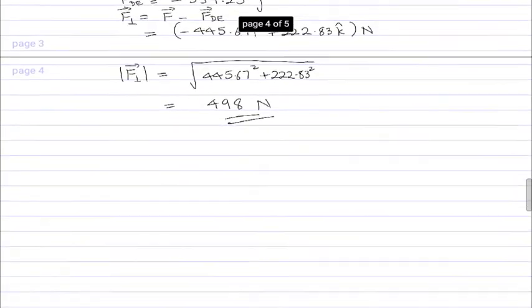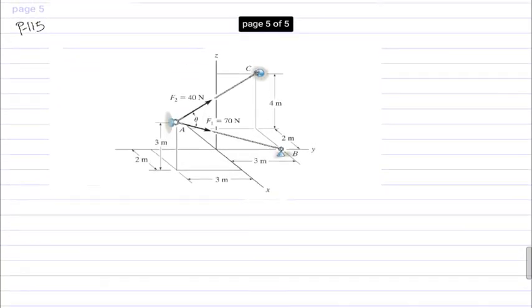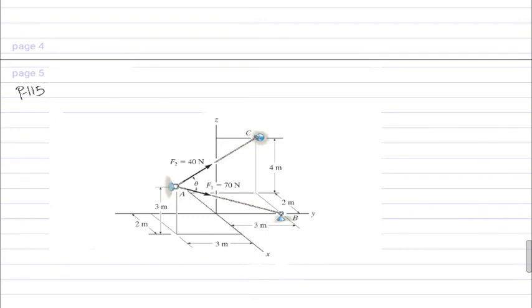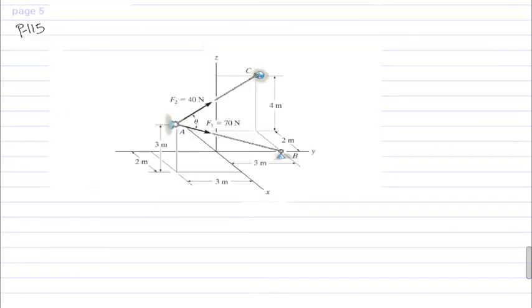So now let me move on to another problem that is similar in a sense. This is problem number P115 or 2115 in your textbook. This problem wants you to find the component of the force F1 along the cable AC. There's also another force F2 given in the problem, which is not used here. This figure is shared by two problems, so our only concern here is the force F1.